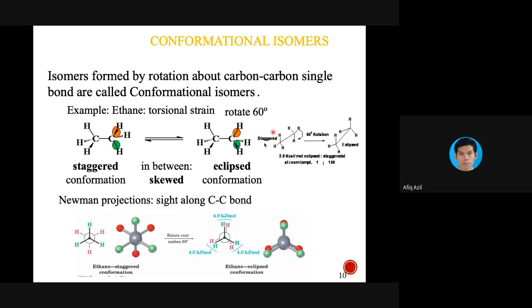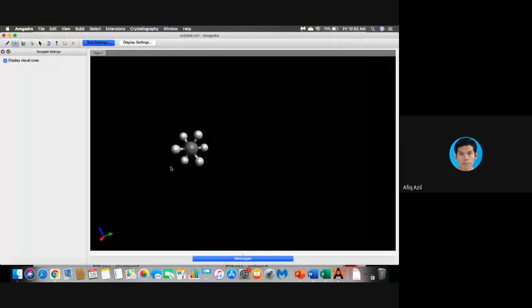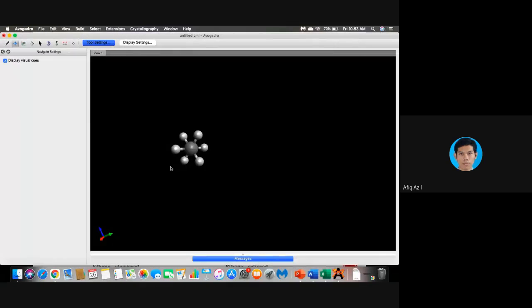For this one, untuk staggered, clear tak? Boleh faham on the structures before we start on the rotation? Clear?